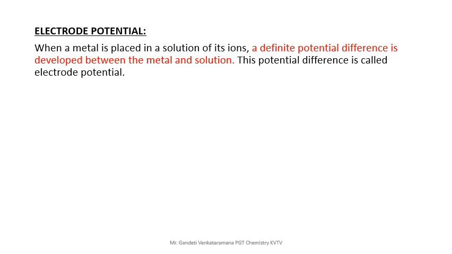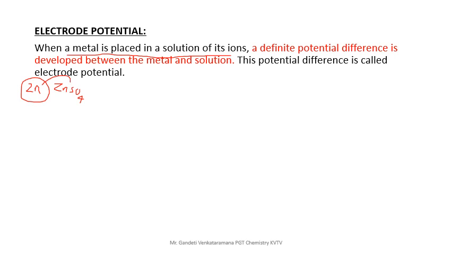For example, I will show you. Take zinc. This is the zinc metal. At the same time, take zinc sulfate solution, ZnSO4 solution. Why am I taking zinc and zinc sulfate solution? Look at the statement: when a metal is placed in a solution of its ions, that means here we are placing a zinc rod or zinc metal. It is an electrode. So we are placing this zinc electrode into the zinc sulfate.